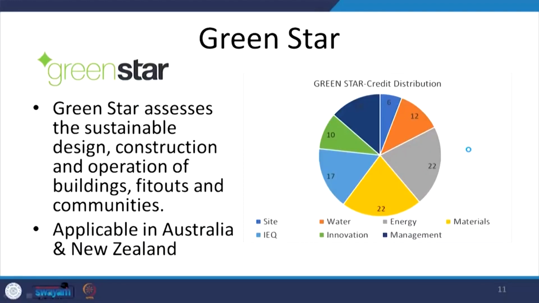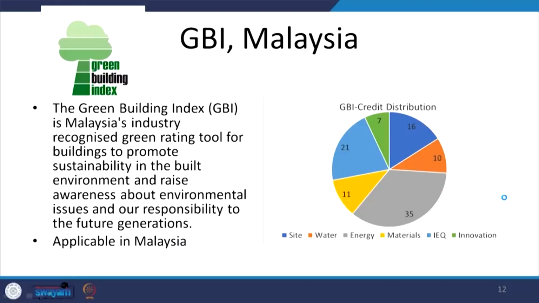Green Star is applicable in Australia and New Zealand, and it assesses the sustainable design, construction and operation of buildings, fit outs and also communities. Here again we see that a lot of emphasis is on energy, and there is a greater emphasis on materials and resources, just like BREEAM, as compared to water, innovation, site and management. So if we look at the individual components, energy and material are given greater importance.